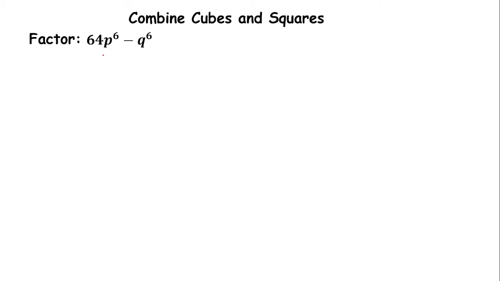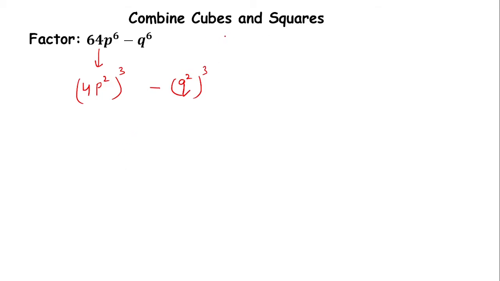I repeat. 64p power 6. This 64 can be written as 4 cube, then p square whole cube. Check, is this value this value? 4 cube is 64, p square whole cube. We multiply the power, so 2 times 3 is 6. It is correct. Minus q square whole cube.